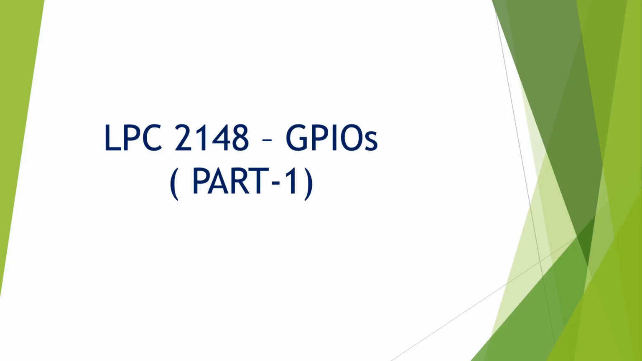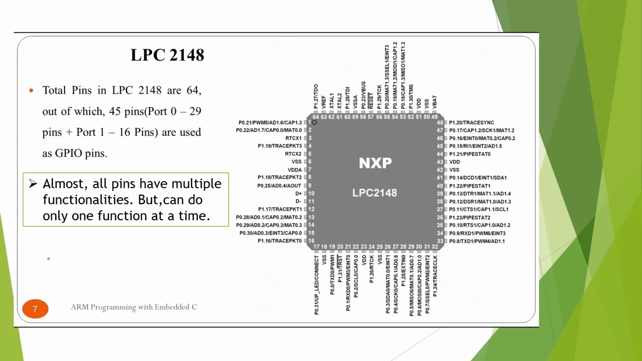In this session, we are going to discuss ARM7 based LPC 2148 general purpose input and output ports. So let us first understand the pin configurations available in that LPC 2148. Total pins in LPC 2148 are 64. You can see in this diagram, it starts from 1 and it ends at 64.